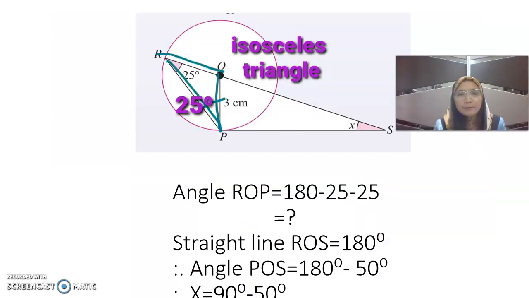Look at the diagram. See that ROP is an isosceles triangle. Therefore, angle OPR is also 25. This will make angle POS 50. If POS is 50, therefore X is 40.